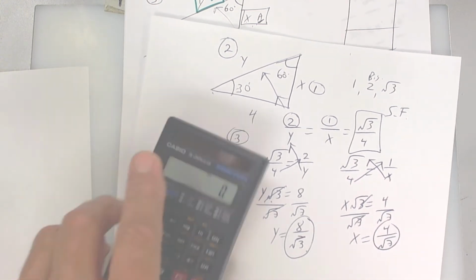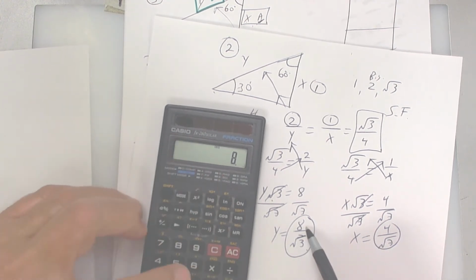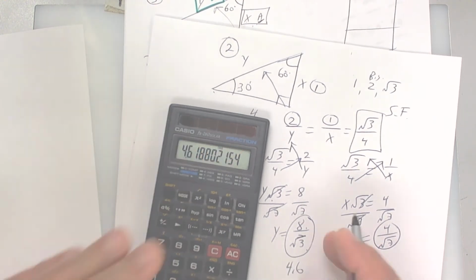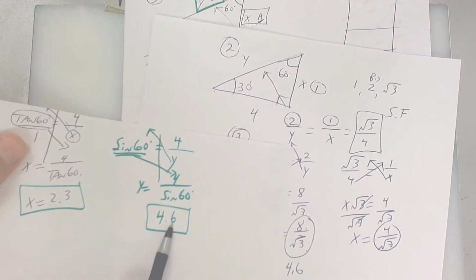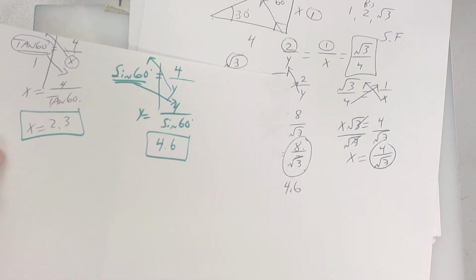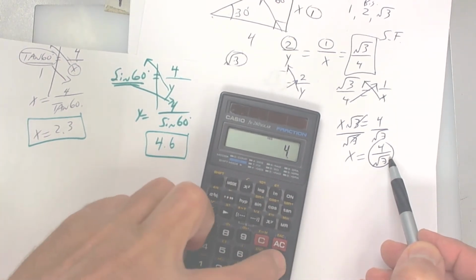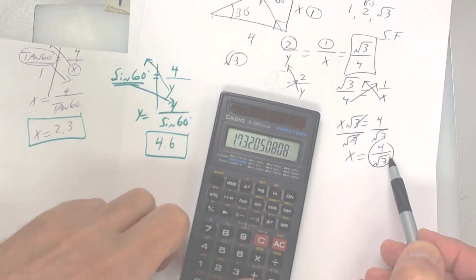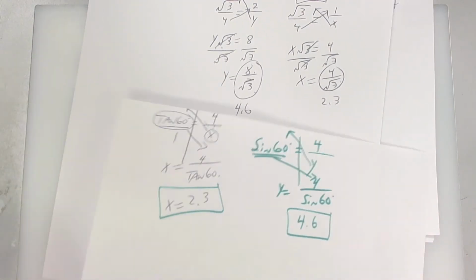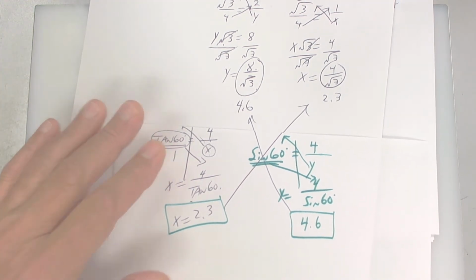Watch. Clear your calculator. Press 8 divided by 3 shift square root, press equals. I get 4.6. Okay, look at what we had before. 4.6. So we got the same thing. Watch again. Next one is going to be 4 divided by 3 shift square root equals 2.3. And look at the answers from before. 4.6 and 2.3. So make sure you can do it both ways.